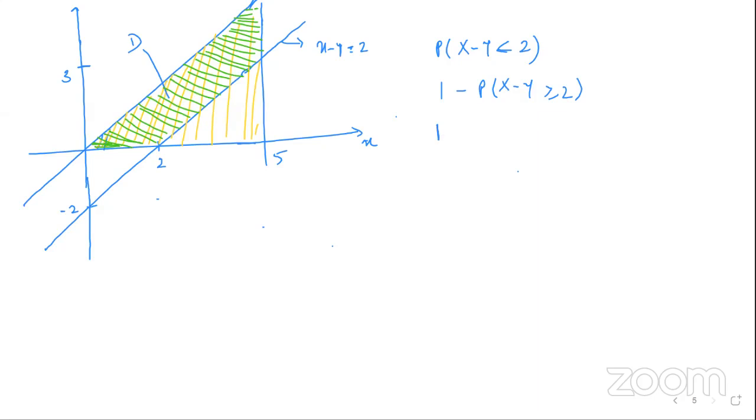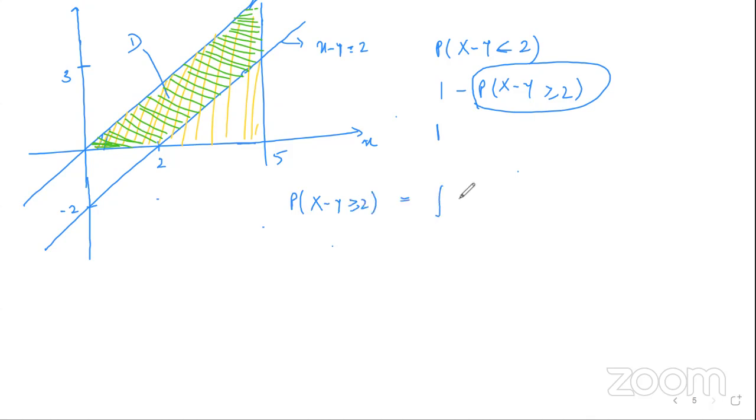I have a doubt. If we take 1 minus probability of x minus y greater than or equal to 2, wouldn't that take the above region, above the shaded region? Yeah, it will take the shaded region. I'm trying to find this. Okay, ma'am. So let's try to find probability x minus y greater than or equal to 2.